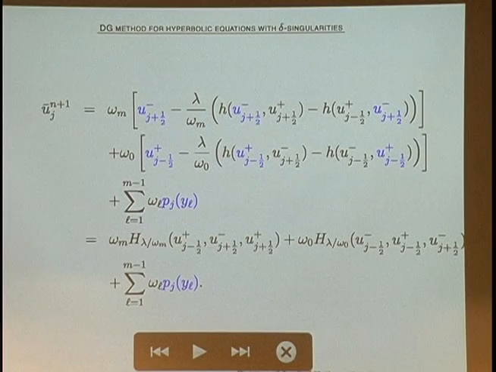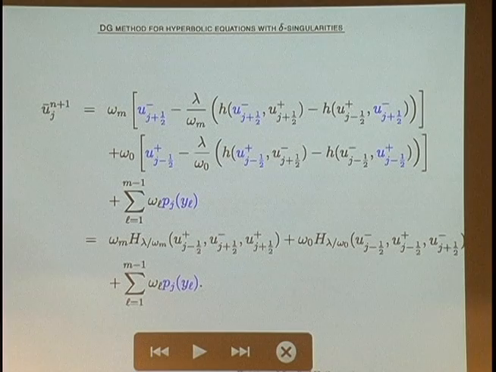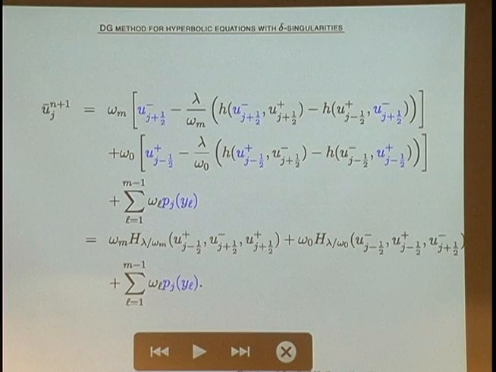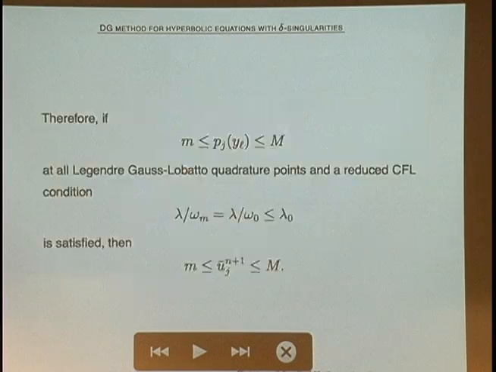The only condition you need is that at these quadrature points, there will be 4 of them, these 4 guys would have to be in the bound. And also, you need a modified CFL condition. You need lambda over omega m to be less than lambda 0. It's more severe than the first order condition, which is lambda less than lambda 0. Lambda over omega m, depending on what quadrature you use. For Simpson's rule, omega m is 1 over 6. So this time, your time step is reduced 6-fold. So that's the price you pay.